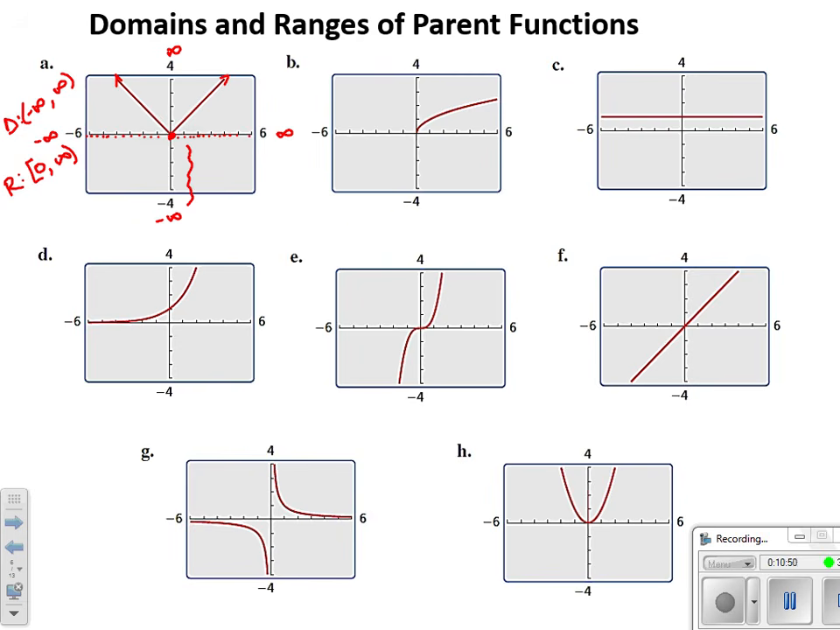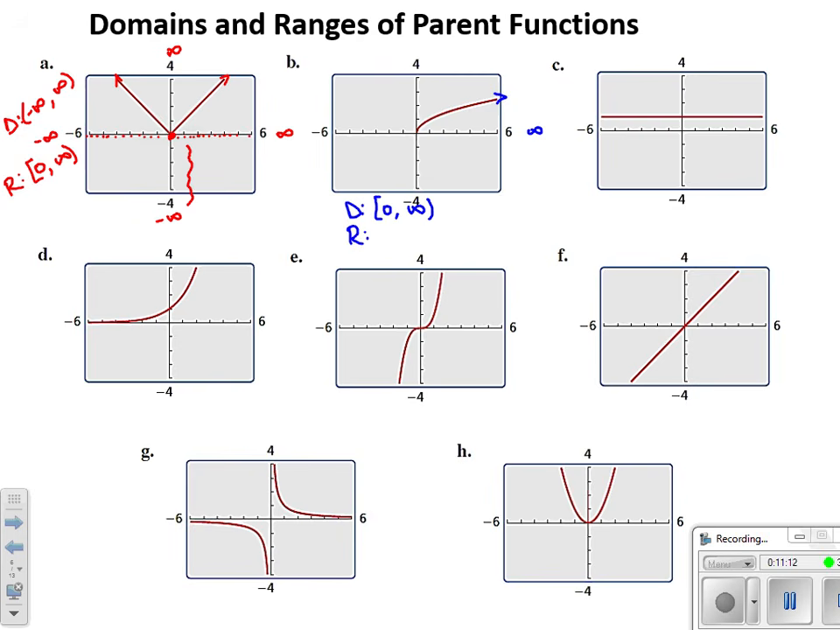For letter B, here my domain, I see that at 0, and it goes on to positive infinity as I read that from left to right. It's going to continue on towards positive infinity. However, you'll notice that my interval does not include any negative numbers. I cannot plug a negative into a square root. We said that was a square root function.